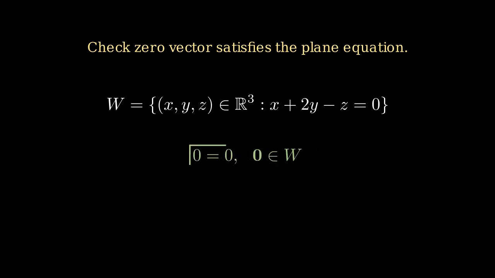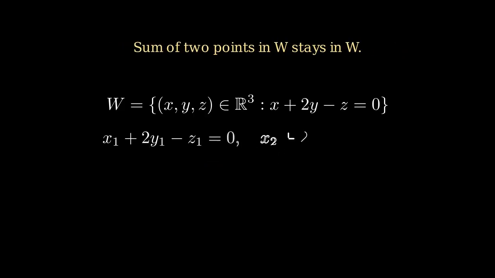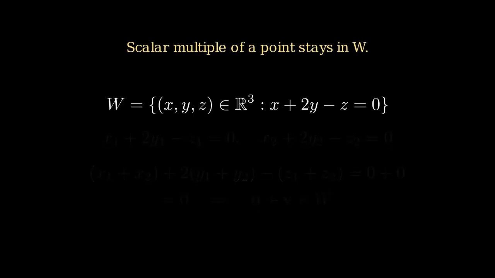First, check the zero vector. Plugging in x equals 0, y equals 0, z equals 0, gives 0 plus 0 minus 0 equals 0, so the zero vector is in W. Next, check closure under addition. Take any two points in W, satisfying the plane equation, and add them component by component. The sum still satisfies x plus 2y minus z equals 0, because the equation is linear, so the sum stays in W.